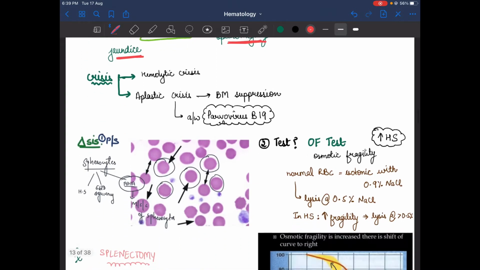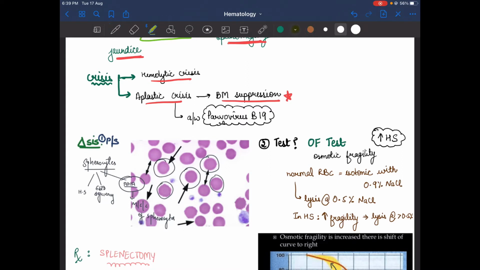Now if there is a crisis, it leads to a hemolytic crisis or an aplastic crisis. In the aplastic crisis, all the cells are reduced in number, meaning there is bone marrow suppression. And what is associated with aplastic crisis? Aplastic crisis is associated with parvovirus B19. Please remember that.